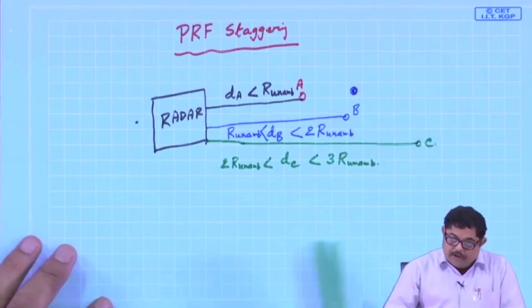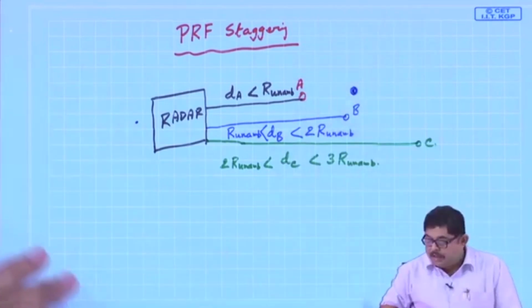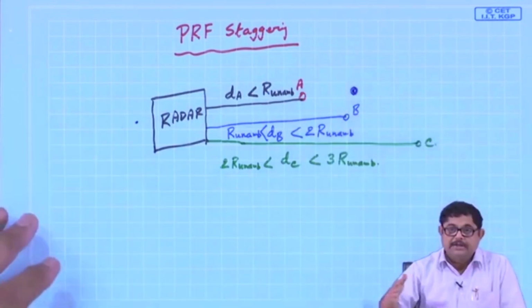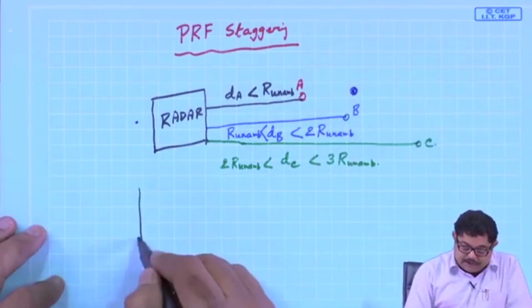So, these are the 3 objects placed in the same angular direction from the radar, but at 3 different distances chosen in this way. Now, let us see what happens in the time domain.